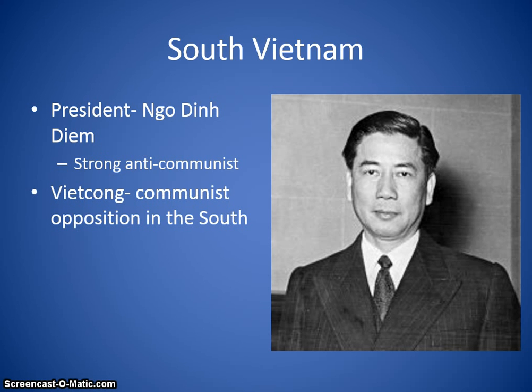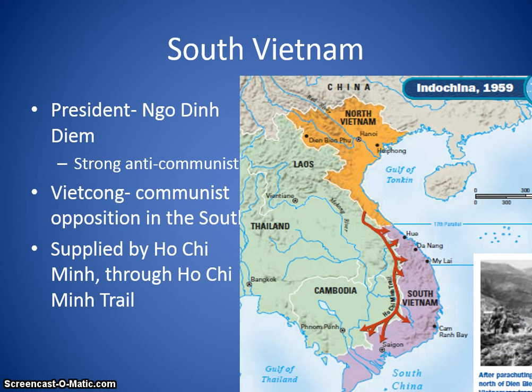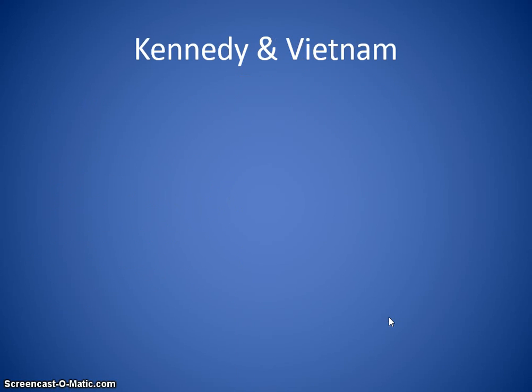The Viet Cong were communist opposition in the South. So the people that wanted to be communist in the South were known as the Viet Cong. Okay? The Viet Cong lived within the South, even though the South was a democracy. They were supplied by Ho Chi Minh through the Ho Chi Minh Trail, which is what you can see here in the red. So of course, Ho Chi Minh is going to be the dictator for the North, and he is providing supplies to the Viet Cong through the Ho Chi Minh Trail, which is what you can see here in the red. Okay.